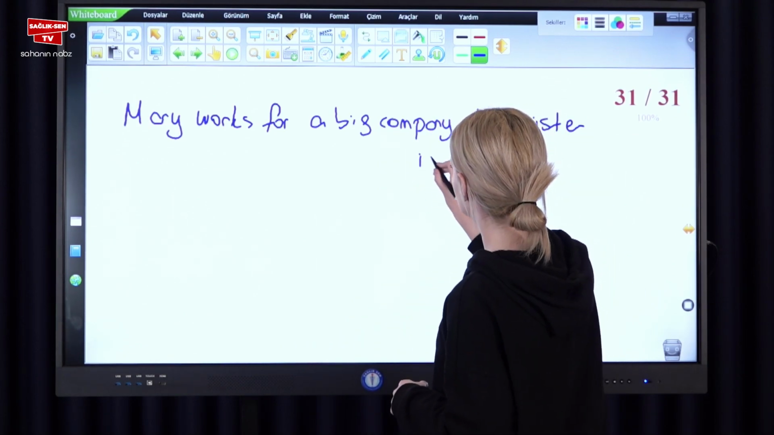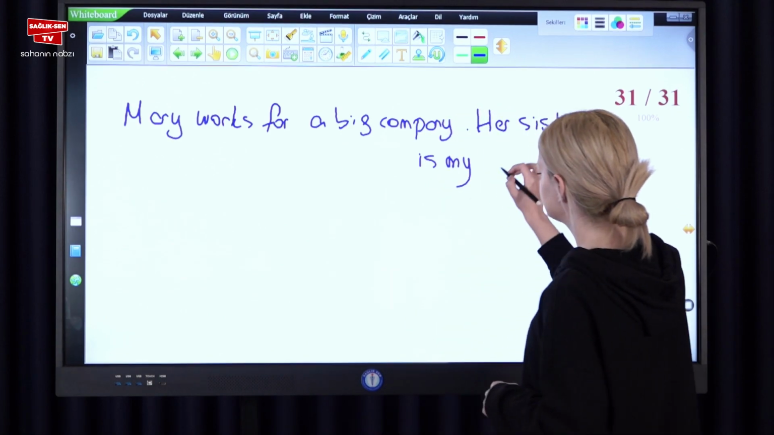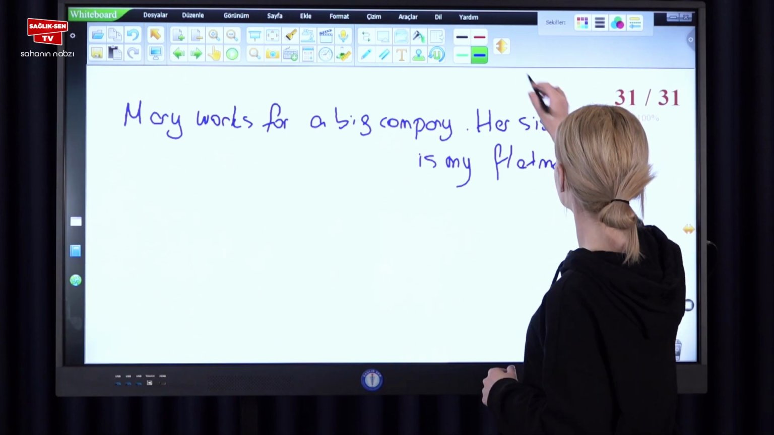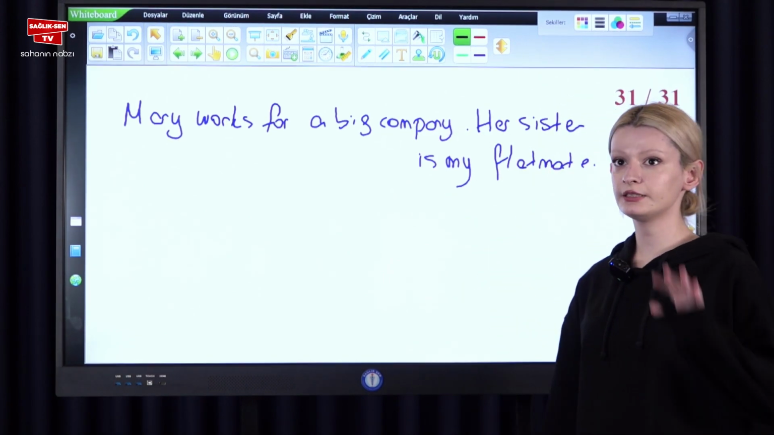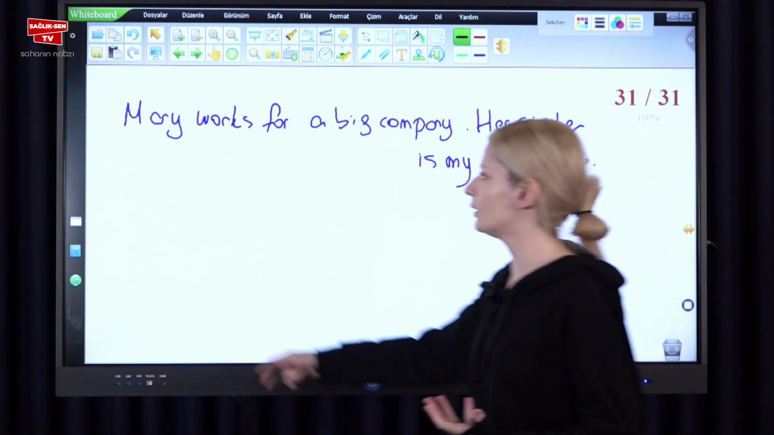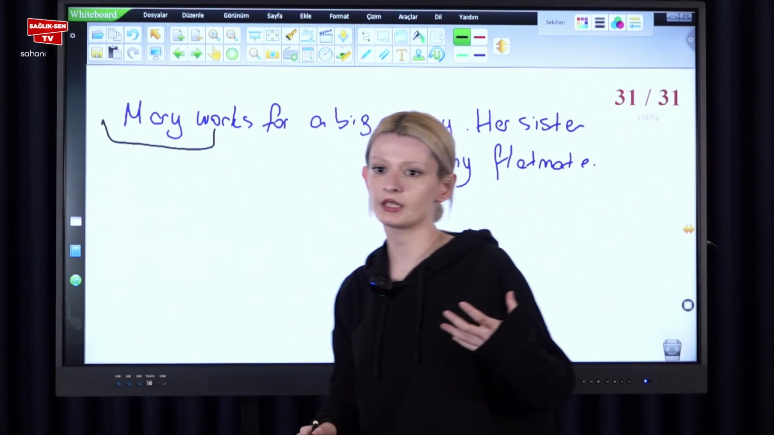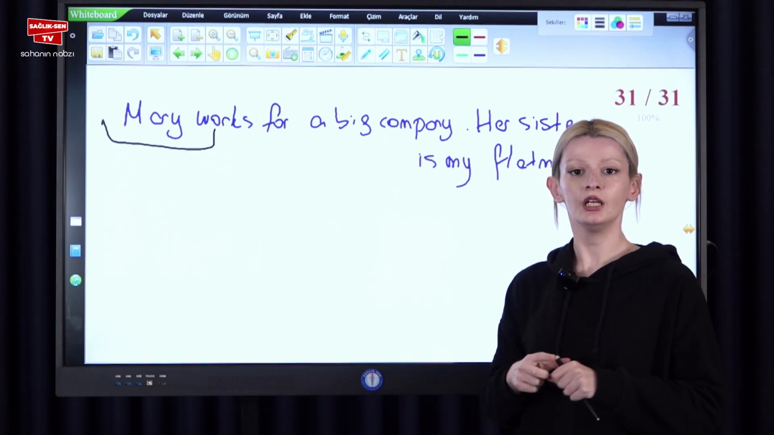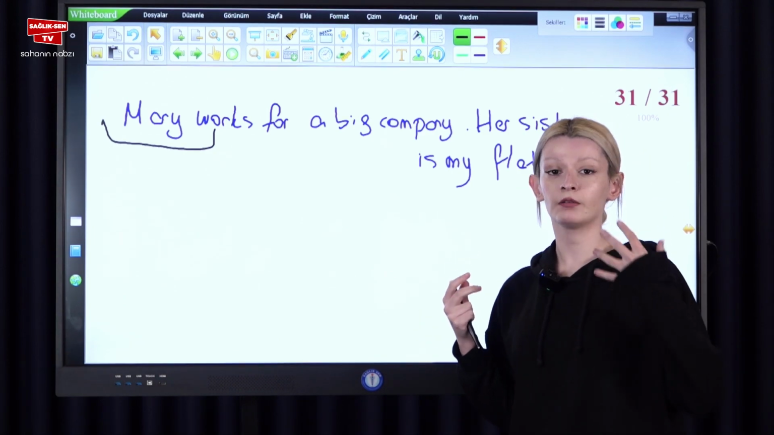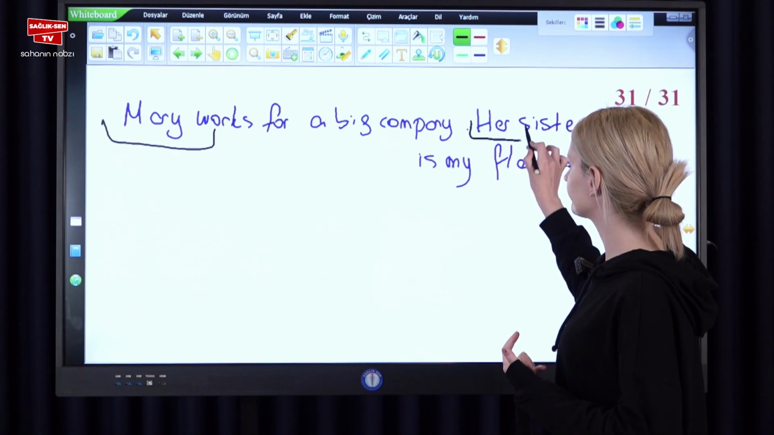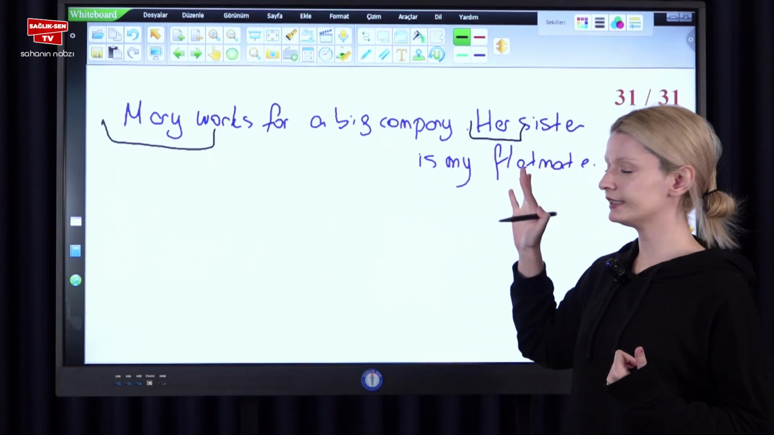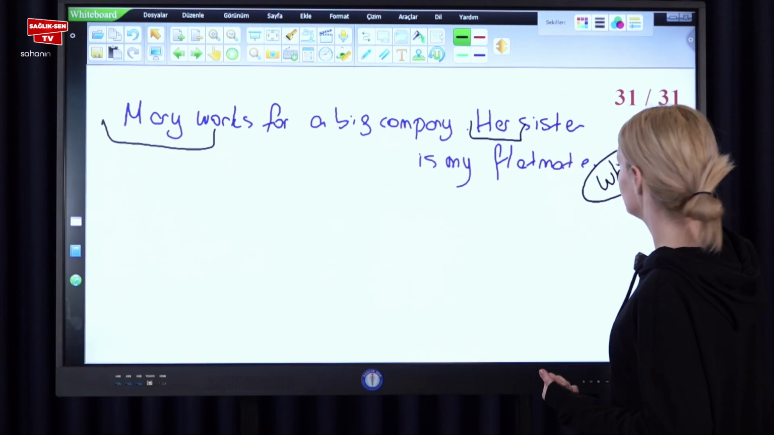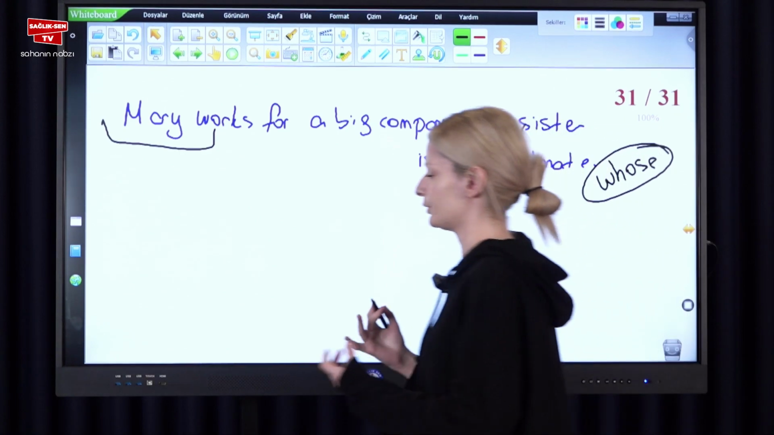Her sister is my flatmate. If you look at these two sentences, in the first one, Mary is used as a subject. But in the second one, you can understand a possessing meaning. When this is the case, I have to use whose as my relative pronoun.